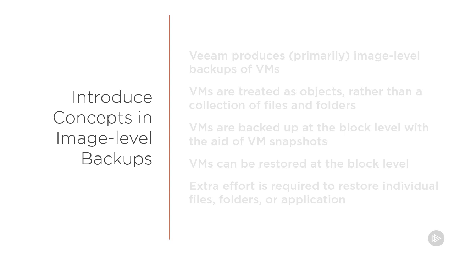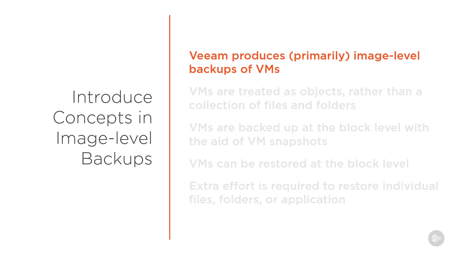So let's talk then about these image level backups, this real differentiator for why we select a Veeam over a traditional file and folder based solution. Veeam, as you know, produces image level backups, and I have here primarily in parentheses because Veeam also includes an agent, which we'll talk a little bit about here, but most of what Veeam intends to produce are image level backups of VMs. These image level backups are essentially the virtual machine disk file that corresponds with the VM.